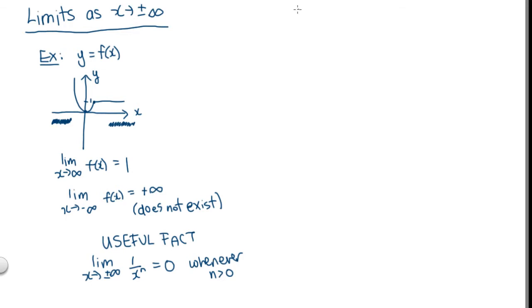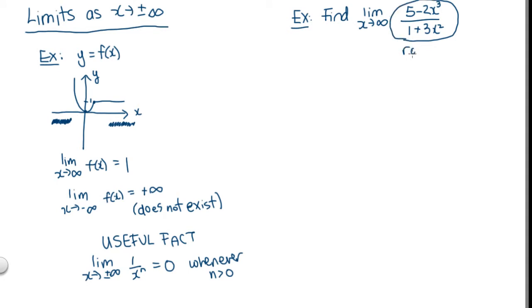Okay, so let's try a bigger example now. Let's find the limit as x goes to infinity of 5 minus 2x cubed over 1 plus 3x squared. So this function that we're looking at here is an example of what's called a rational function. A rational function is just a polynomial divided by another polynomial.